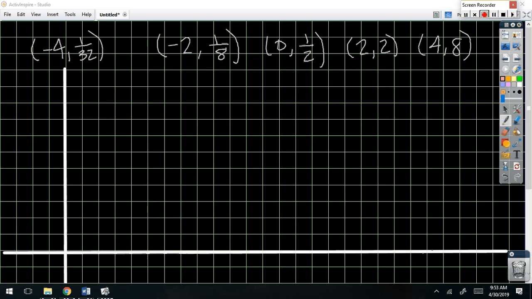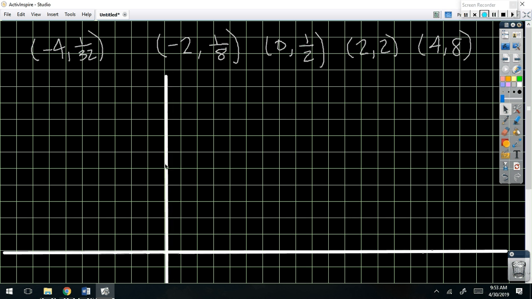All right, I'm going to pause. If you are still graphing, you can continue. I'm going to go ahead and graph these. All right, I'm going to plot each point, starting with -4, 1 over 32. Now, if you put 1 over 32 on your calculator, what do you get? 0.03. So it's really, really little, right? So 1, 2, 3, 4, -4, and it's going to be super duper close to 0.